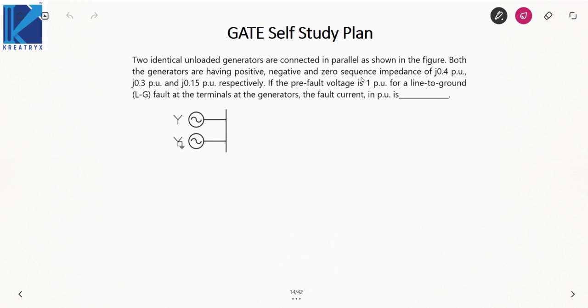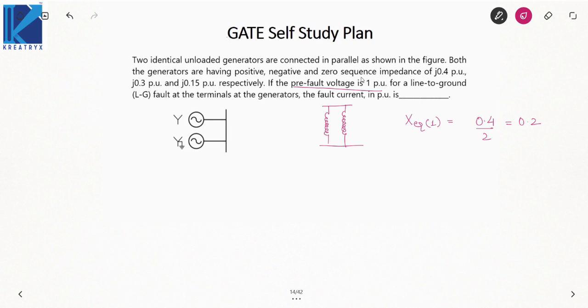Next problem. Two identical unloaded generators are connected in parallel as shown in the figure. Both generators are having positive, negative and zero sequence impedances. We are again given the pre-fault voltage is 1 pu. We need to find the fault current. See, in this case, if you draw the positive sequence network, both generators are in parallel. So their positive sequence reactances will be in parallel. So X equivalent positive sequence will be 0.4 by 2, that is 0.2.